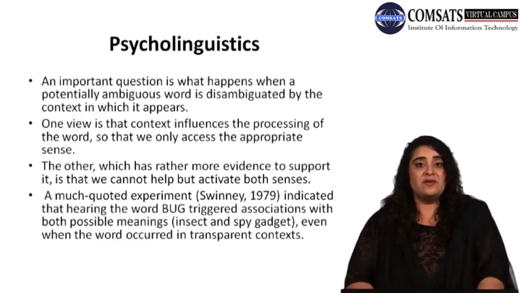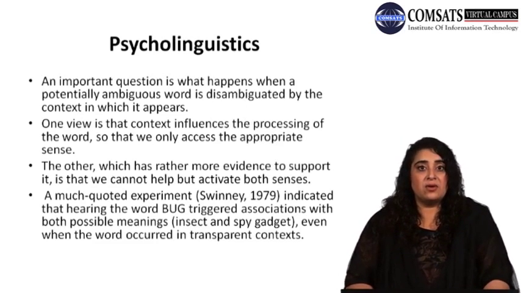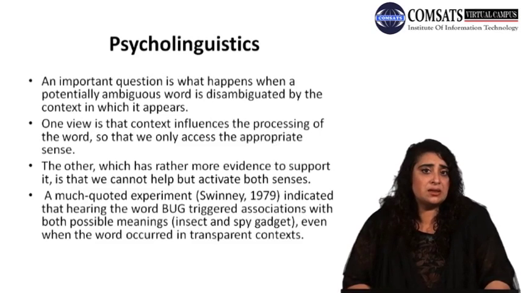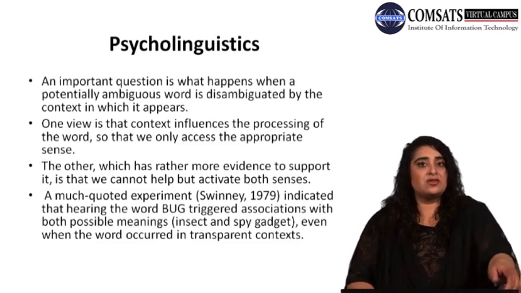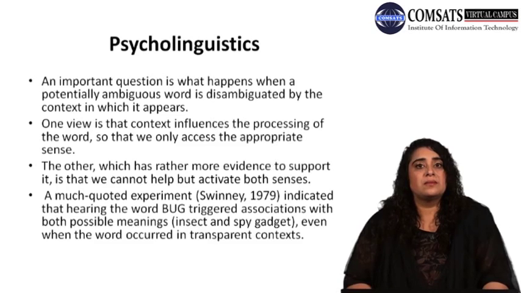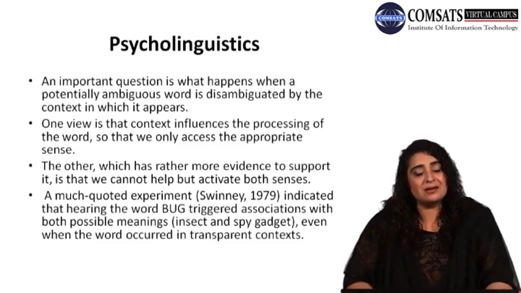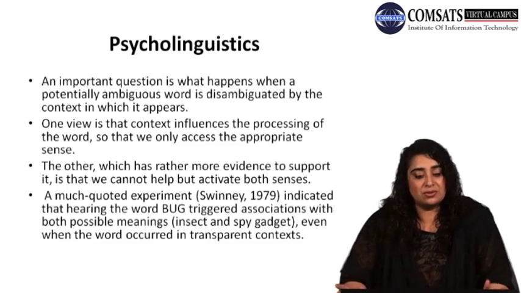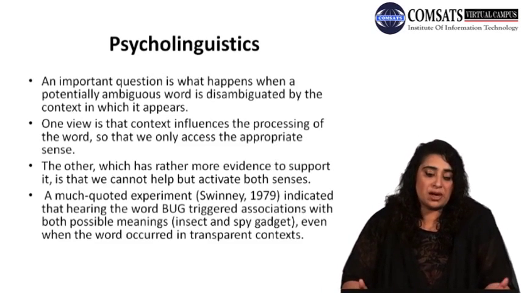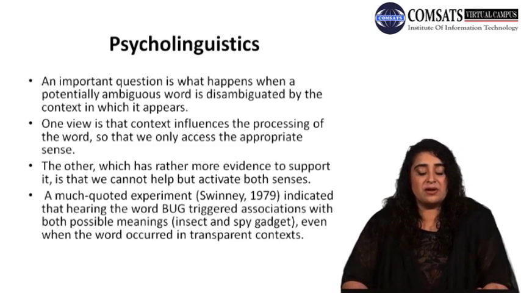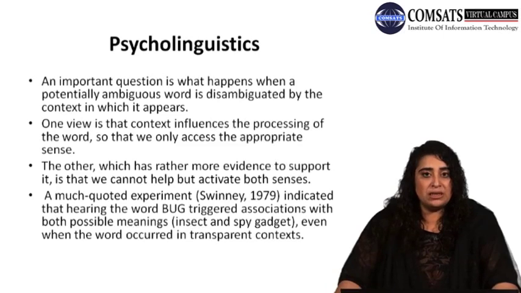But if I say that there's a bug in the room and I have called an expert company to come and disinfect the bedroom, then you can see that we're talking about an insect, because you would only disinfect for insects, but not for a spy gadget. So that's the way you would try to work it out. Even when the word occurs in a transparent context, sometimes we are triggered to understand both things. When one word has two meanings, both of the meanings come to our mind, so we differentiate by the sentences coming before or after it.